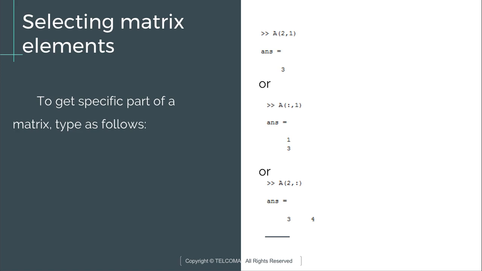And if you want to select the entire column, just write A and in parentheses, in the place of row, use colon comma. If you want to select the first column, then write 1. If you want to select the second column, then write 2. Or if you want to select an entire row, just replace the column number with a colon. So it will be written as A and in parentheses 2 comma colon. So if you want to select the first row, just write A in parentheses 1 comma colon.